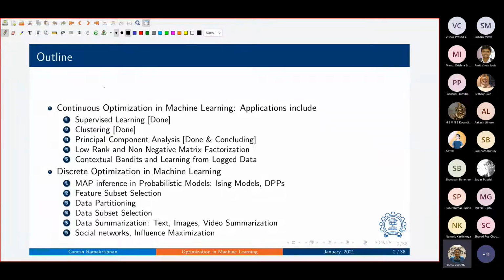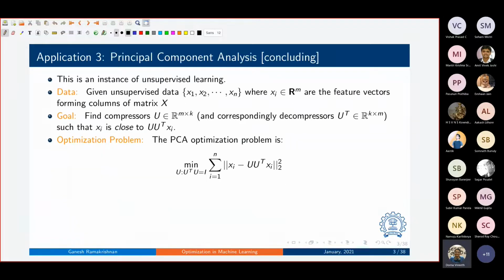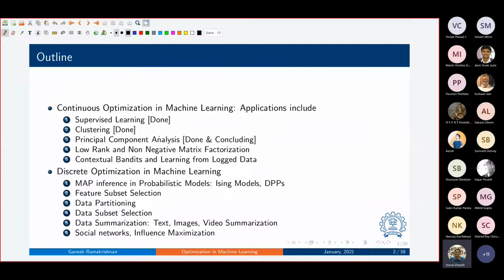Okay. So we're going to conclude the third application or illustration, principal component analysis. Without going into any further detail of principal component analysis, we'll present how it can be solved, and thereafter we look at low rank and non-negative matrix factorization, contextual bandits, etc. Low rank and non-negative matrix factorization will turn out to be natural, interesting follow-ups.